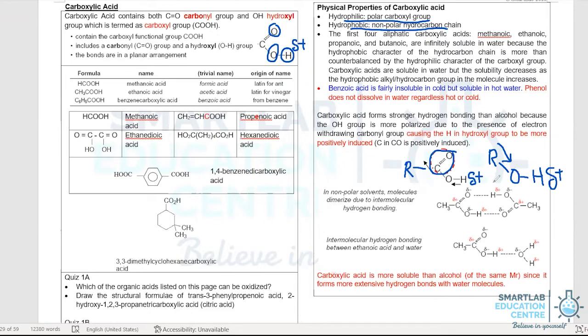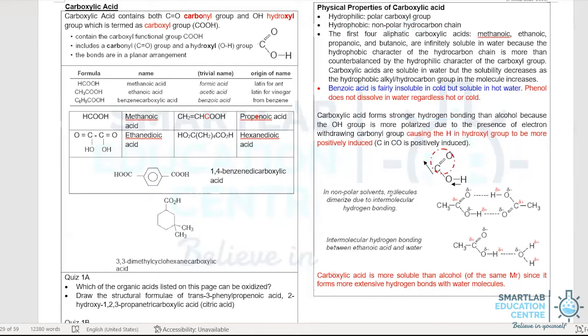Therefore, when asked to discuss boiling point between carboxylic acid and alcohol, carboxylic acid tends to have a higher boiling point, assuming that both alcohol and carboxylic acid share the same number of electrons, because they form stronger hydrogen bonding, as the hydroxyl group is more polarized due to the presence of the electron-withdrawing carbonyl group, causing the hydrogen in the hydroxyl group to be more positively induced.